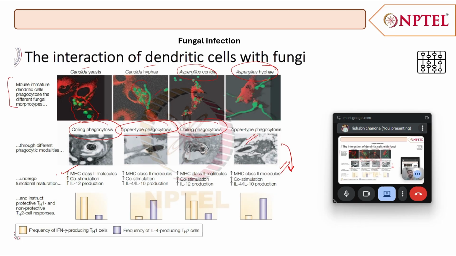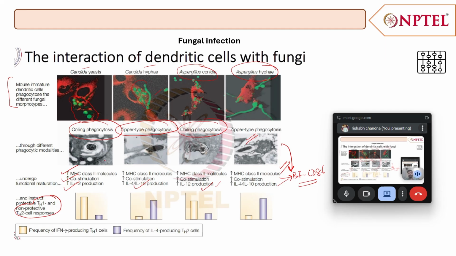Okay, then they will increase the co-stimulation based on B7, CD86 co-stimulation, and it will increase IL-12 production, IL-4 or IL-10 production. Mostly the conidia lead to IL-12 production, and the hyphae lead to IL-4 and IL-10 production. Okay, and they instruct the protective Th1 cells and the non-protective Th2 cells to respond.